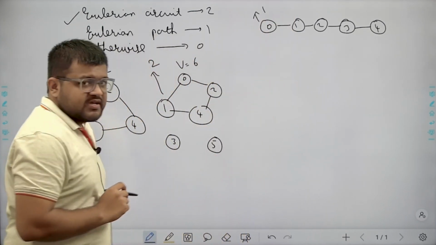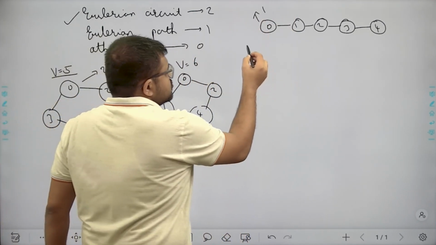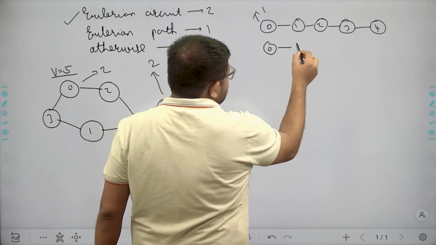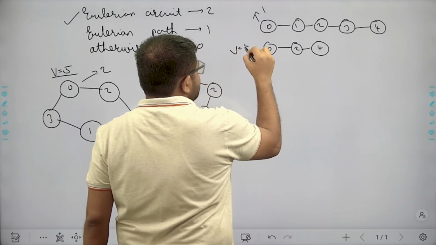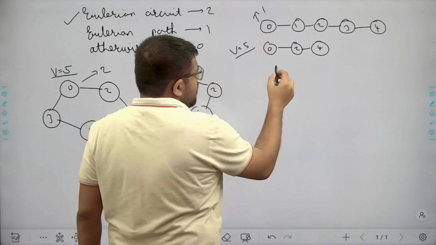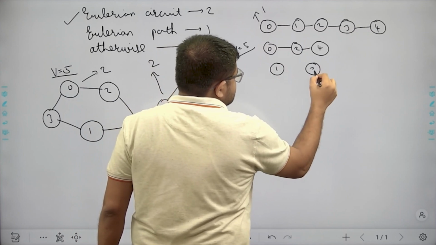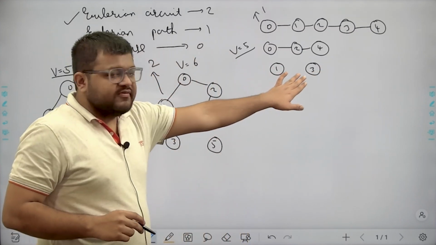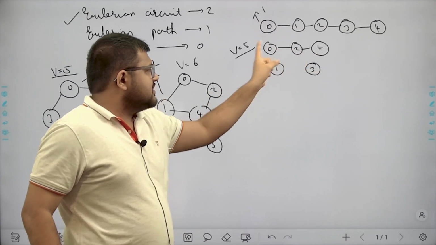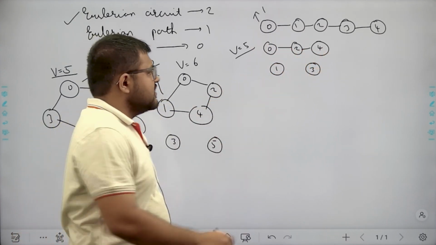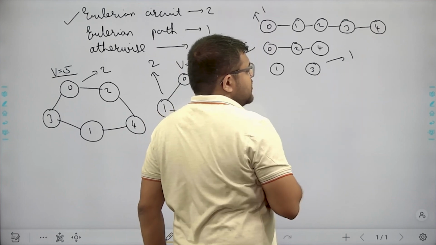And what can be another case like this? What can be another case of a Eulerian path? Let's say 0, 2, 4. Let's say V is equal to 5. There are 5 vertices from 0 to 4. So it is like this, 1 and 3, and these two are individual. You can start from 0 and end at 4, you will visit every edge exactly once, and you will start and end on different vertices. So in this case also we will return 1.